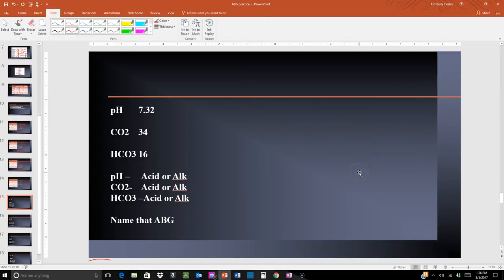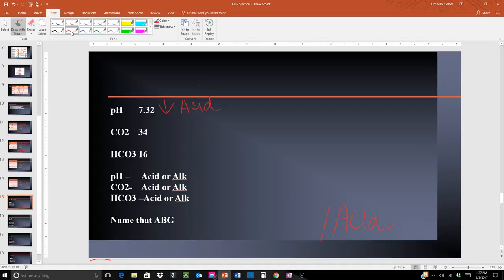All right, so now we're going to move on, and we're going to try to do some of these without our little cheat sheet next to us. All right, so your pH is 7.32. Is that high or low? That's low, and we know that that is acidic. All right, so we'll come down here and get the second portion of our question, acidic or acidosis.